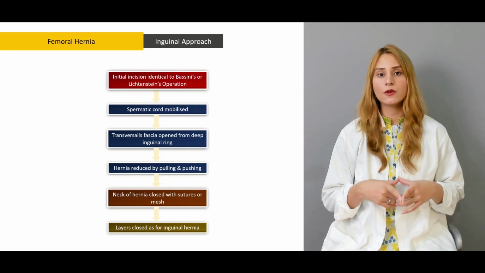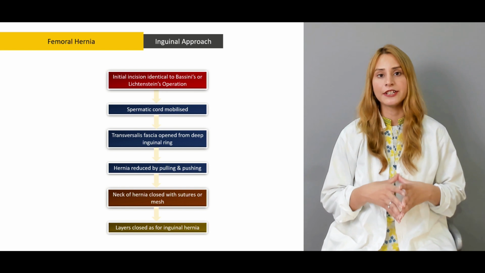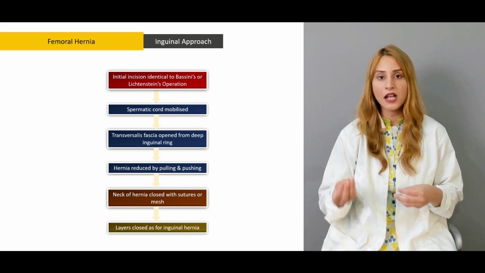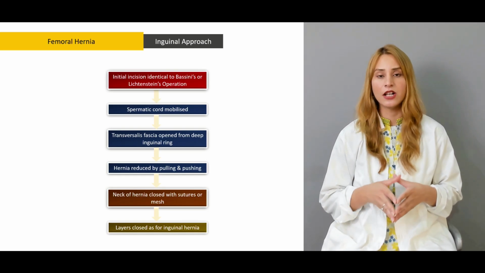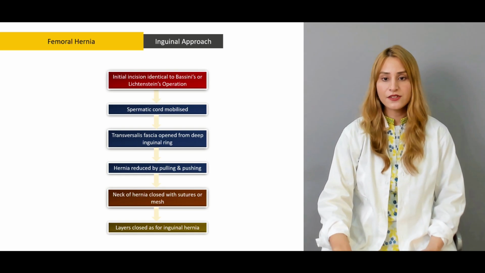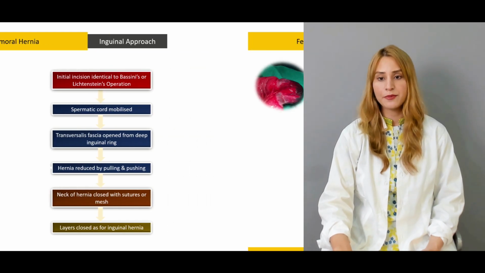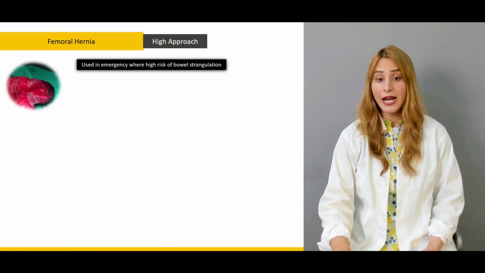But in case of this Lockwood approach for the femoral hernia, you actually put a plug, basically a mesh plug, into the deep inguinal ring, and you close the sac. So this was about the inguinal approach. We're going to talk about the high approach as well.